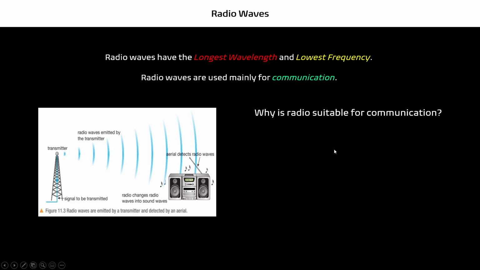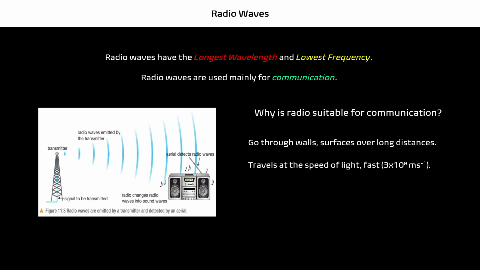But let's look at why radio is suitable for communication. It is simply because all radio waves can go through walls and surfaces over very long distances. They can also travel at the speed of light, 3 × 10^8 meters per second, so they carry information very fast, and they are not harmful because they have very low frequency.